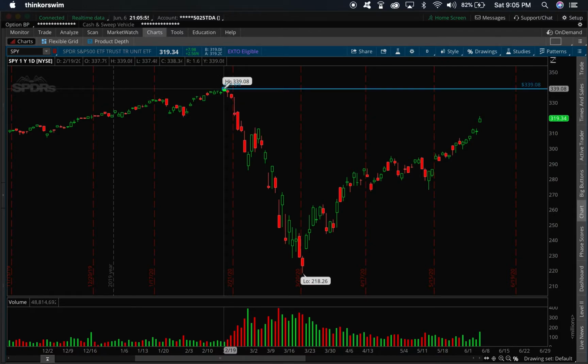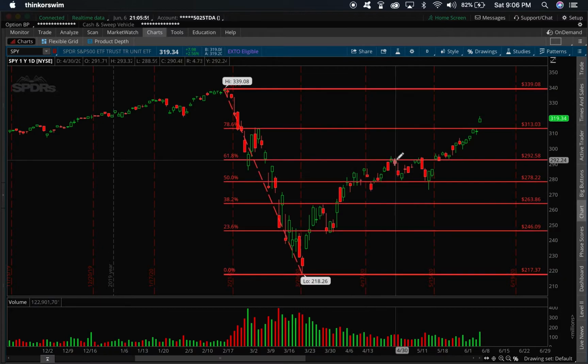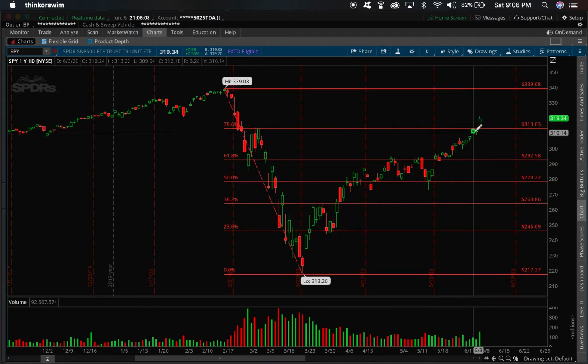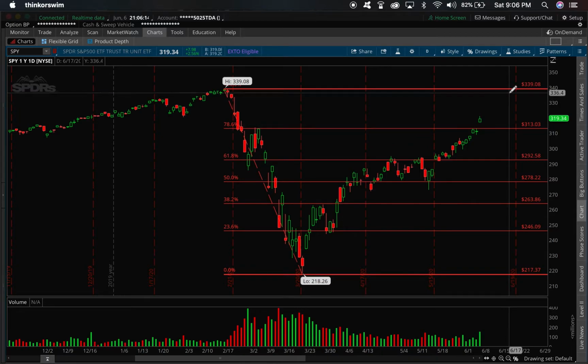So anyway, you start from the high point and go to the low point, and it plots. You can see right here, here's resistance, it comes back down, bounces on support, resistance, support, finally breaks through, and then look, right here again, resistance, broke through. So could SPY pull back? Yeah, it could definitely pull back to 313 and then bounce and head up to all-time highs.